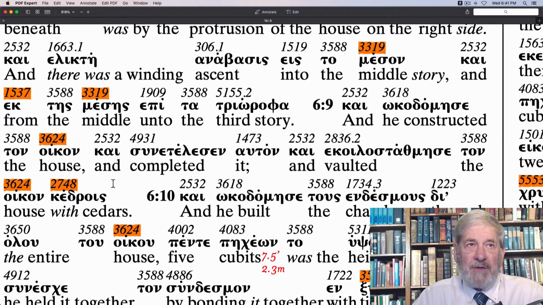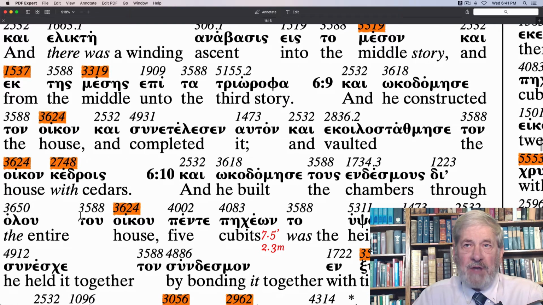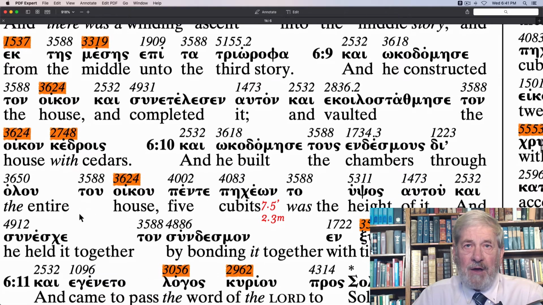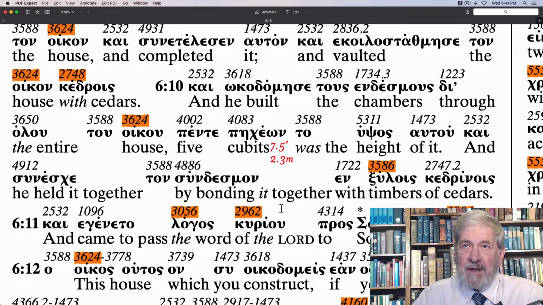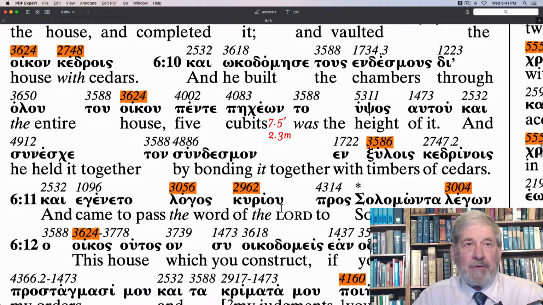And he vaulted the house with cedars and roofing. And he built the chambers through the entire house. 5 cubits was the height of it, this chamber. And he held it together by bonding it together with timbers of cedars.